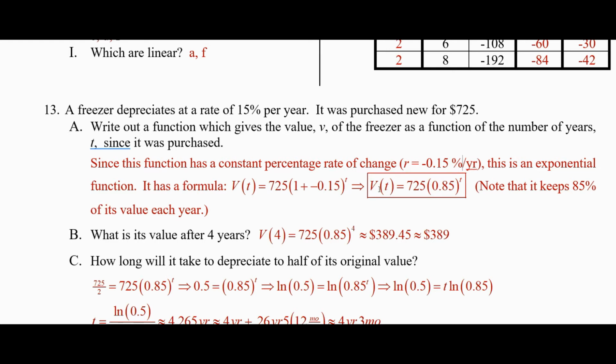V is the value that's kept. So each year we're multiplying by 85% of the year before. And the initial amount is 725. So there's the formula right there. V of T equals 725 times 0.85 to the T power. What's its value after 4 years? Just plug in 4 for T and work that out. Use a calculator. It's about $389.